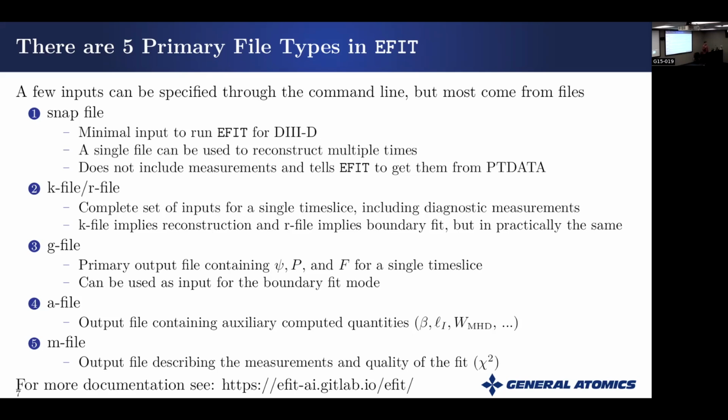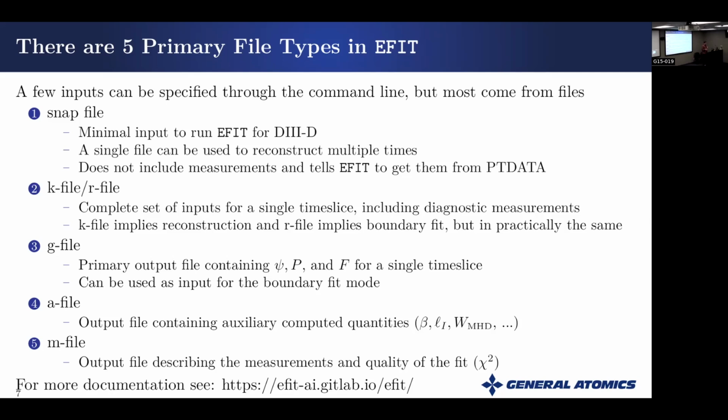A step between the snap file and the full equilibrium solution, there's the K file. K file is another form of input to EFIT. So you can run either with snap file to generate K files, with snap file to go straight to a G file, or with the K files to go to the G file. And so the K file or R file includes all of the diagnostic measurements and other possible inputs to EFIT for a specific time slice. So you'll have a separate K file for every time with all the diagnostic information in there.